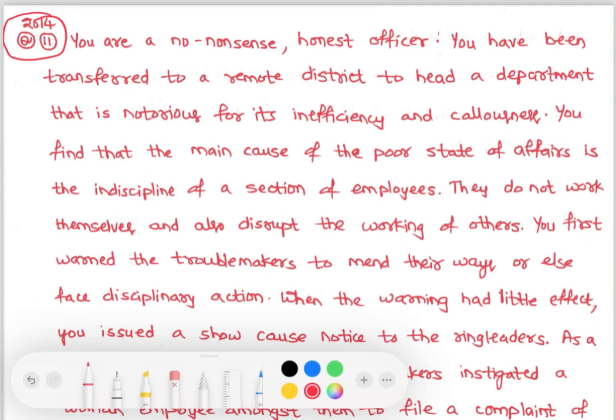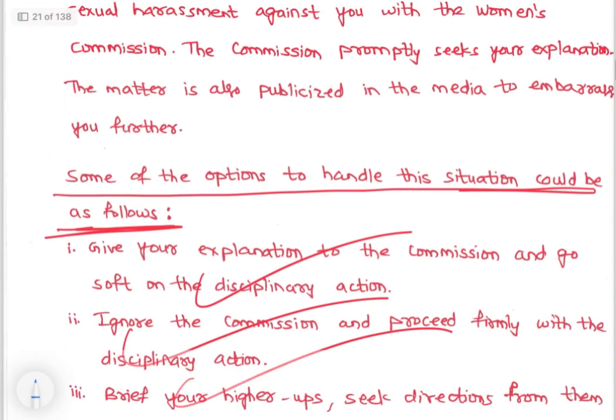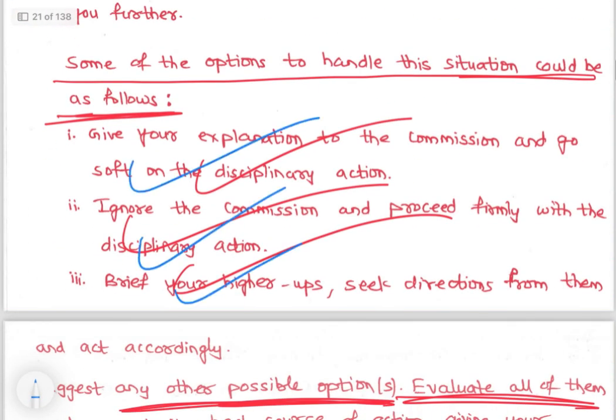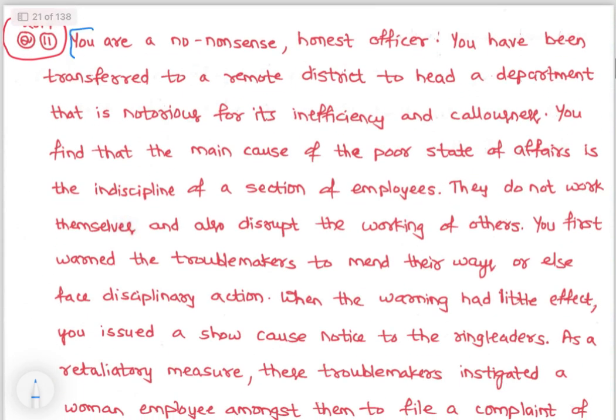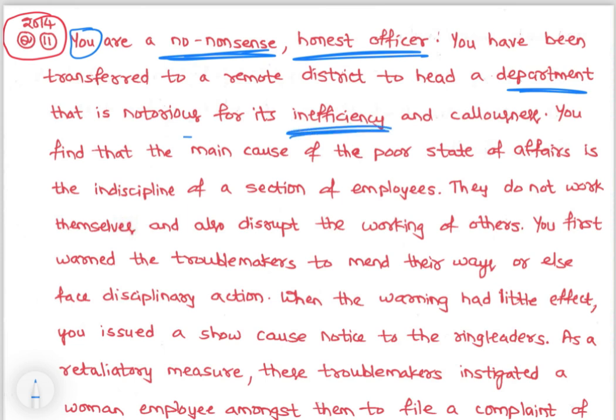So case study में first what you need to do. So you have read the case. So options given, you need to write merits and demerits. Right? So now read the case. So you are a nonsense honest officer. You have been transferred to a remote district to head a department that is notorious for its inefficiency and callousness. Right? So work culture poor hai.